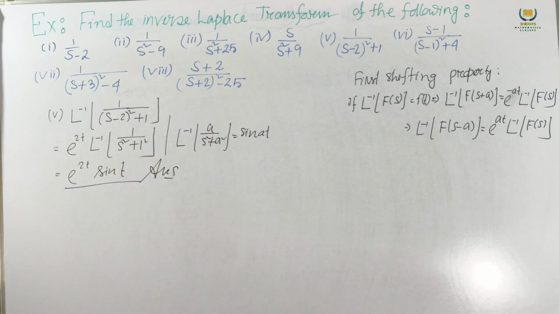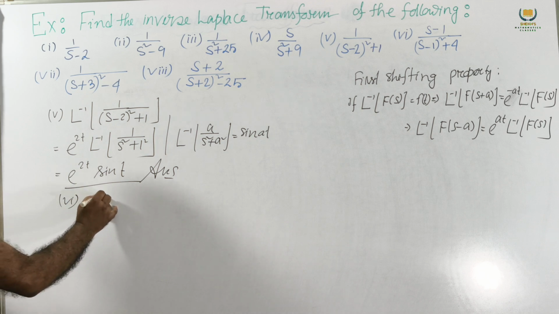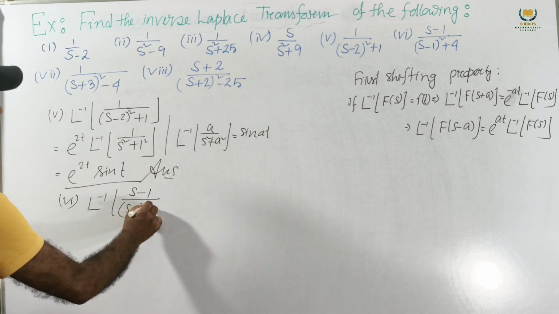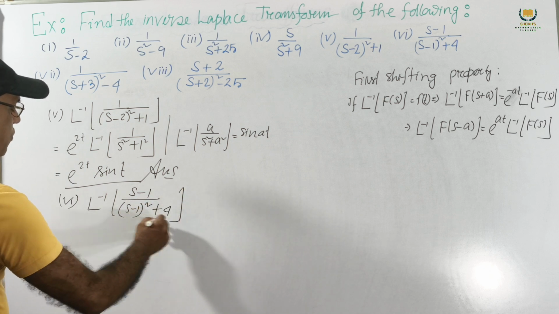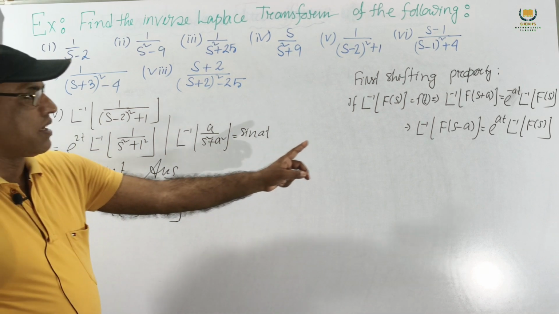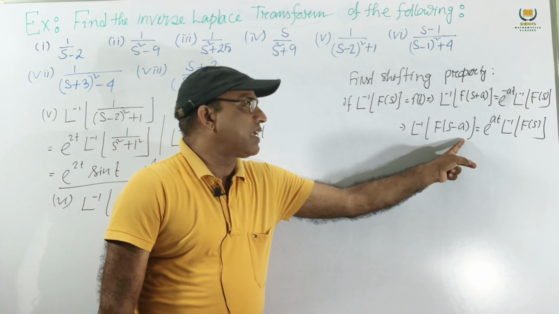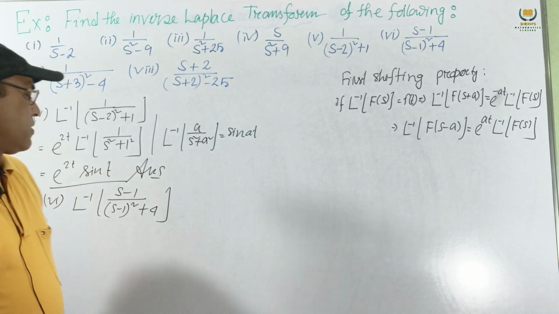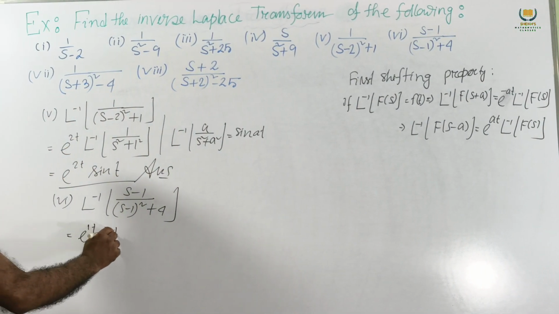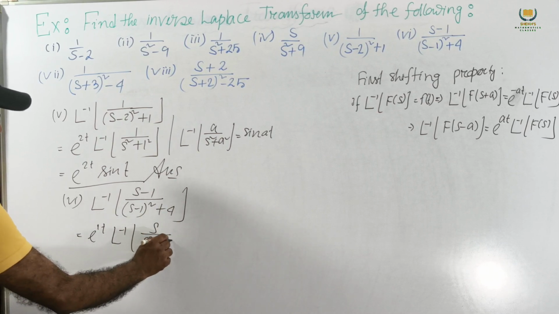Next, number 6 you consider. Number 6, L inverse s minus 1 whole square plus 4. Now here we get s minus 1, here also s minus 1, this formula. If we get L inverse s minus a, then if we remove this a, then e to the power at L inverse fs. So we remove this 1, then this is e to the power 1t L inverse s by s square plus 4. 4 means 2 square.